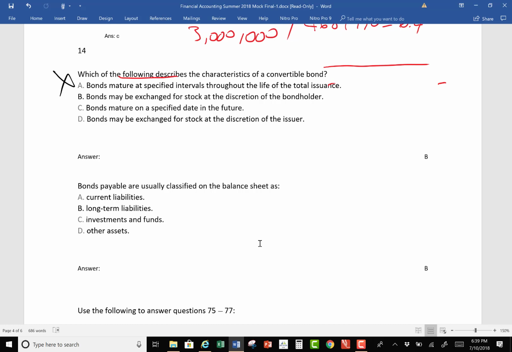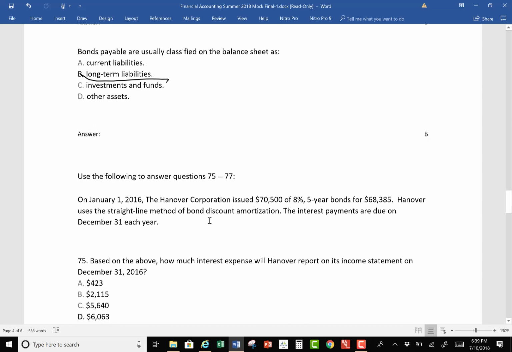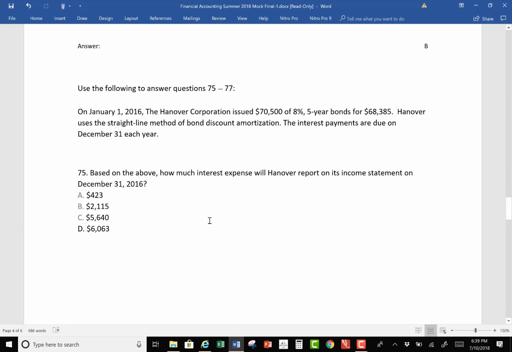Bonds payable are usually classified on the balance sheet as a long-term liability, right? Remember, long-term liabilities are longer than a year. Bonds are usually 2, 3, 4, 5, 10 years, whatever. Okay, good. Use the following to answer these questions.